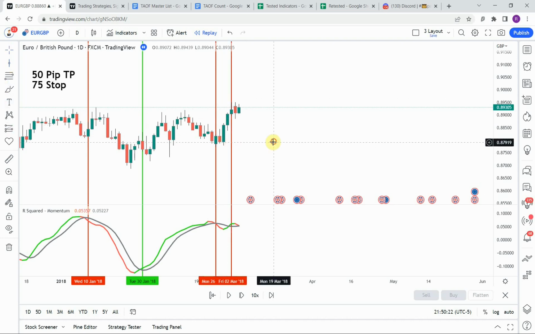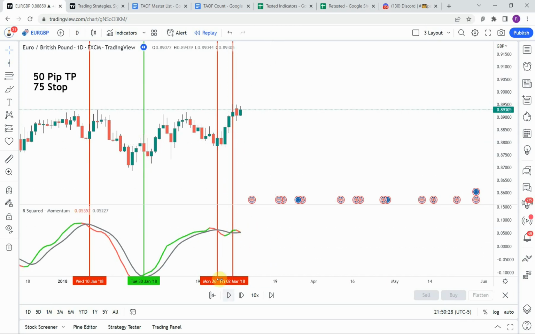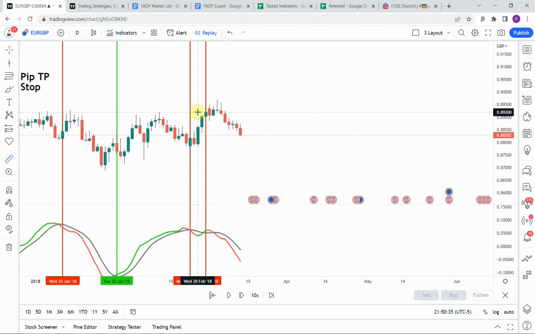We then pick up a long signal right here as the line crosses up above the plot line and is in the right color. And it looks like we're pretty much gonna immediately get stopped out. Let's see here.